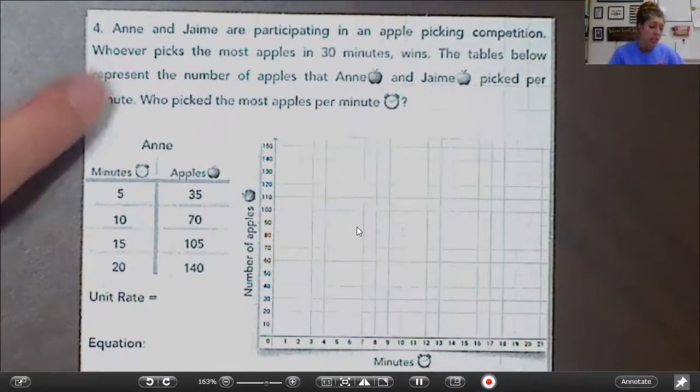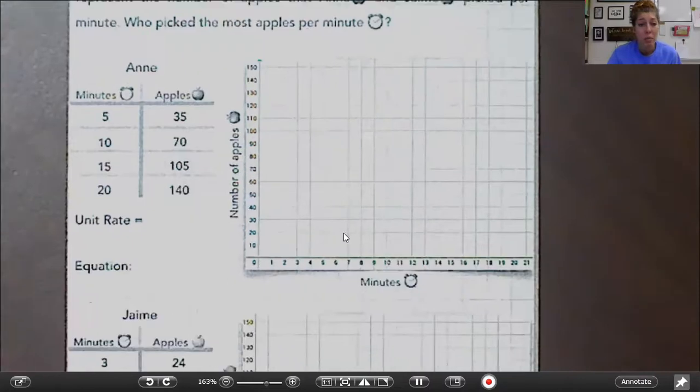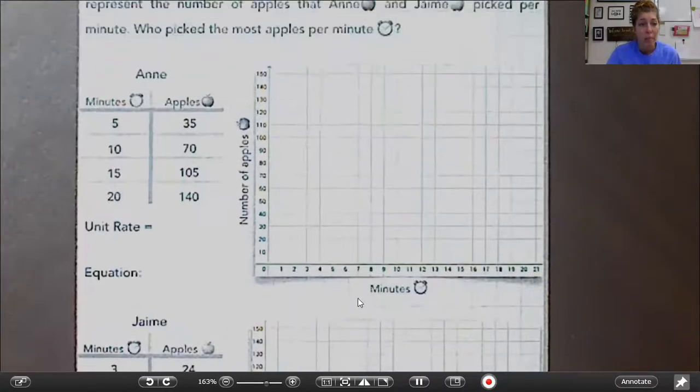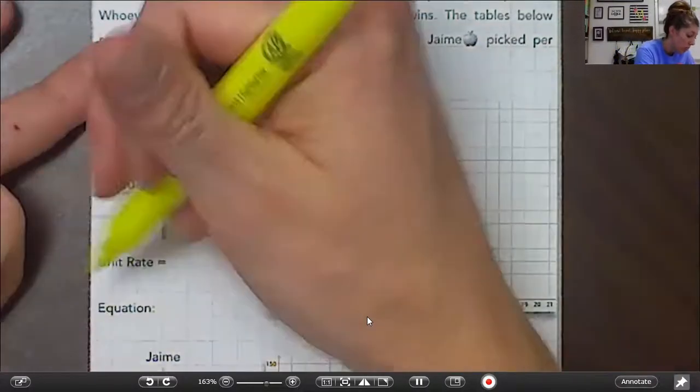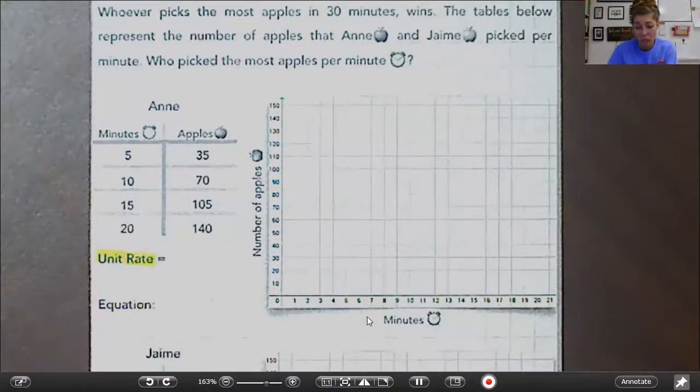So this is about Anne and Jamie. They're participating in an apple picking competition. Whoever picks the most apples in 30 minutes wins. So I'm given a table for both of these people, and I'm asked to find the unit rate, the equation, and then I have to graph this information.